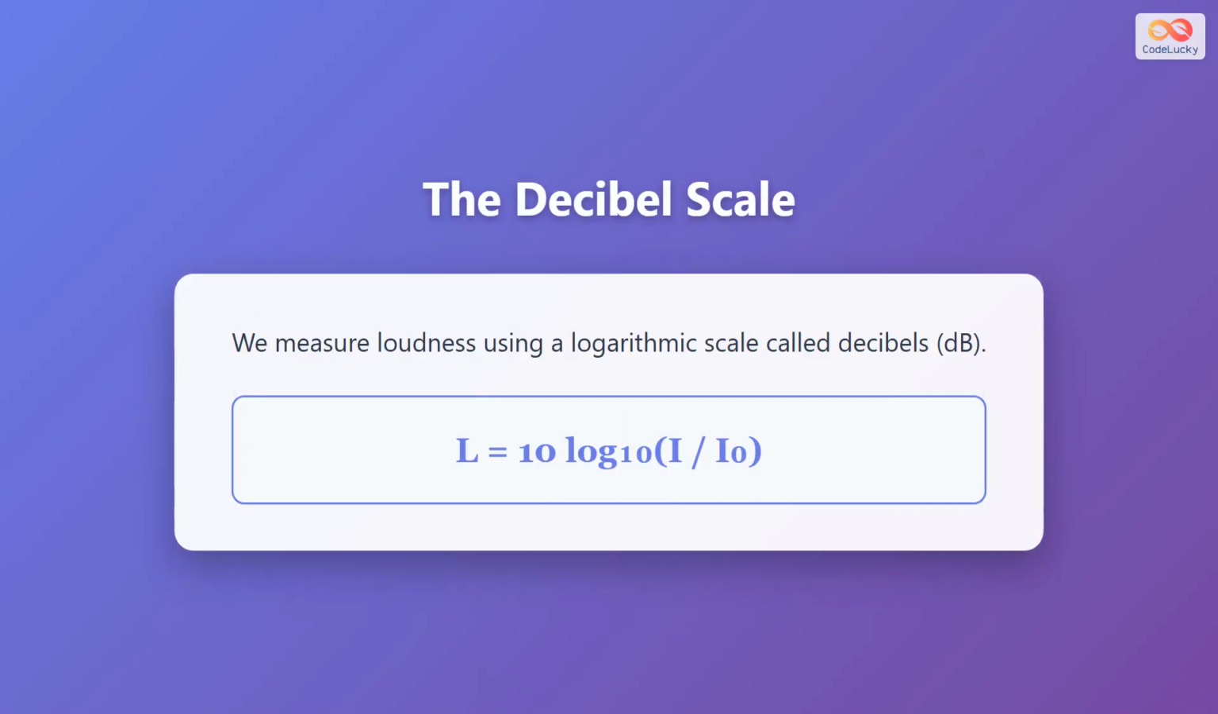Because the human ear can detect such an enormous range of sound intensities, we measure loudness using a special logarithmic scale called the Decibel Scale. Abbreviated as dB, the formula for sound level in decibels is L equals 10 times the logarithm base 10 of I divided by I0, where I is the sound intensity and I0 is the reference intensity. This logarithmic scale makes it much easier to work with the vast range of sounds we encounter, from the faintest whisper to the roar of a jet engine.